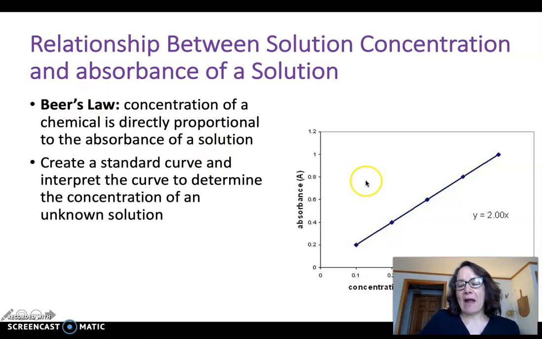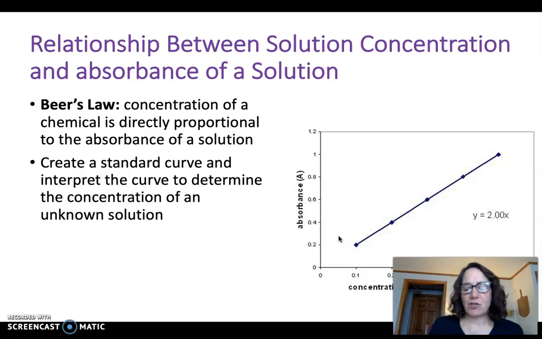And if you look at the graph of the plotted data, my x-axis, my independent variable, is the molarity concentration of the solution, and the dependent variable is the absorbance of the solution. We're going to go over what we mean by that absorbance in a minute. But you can see that there's a direct relationship: as I increase concentration, I increase the absorbance.